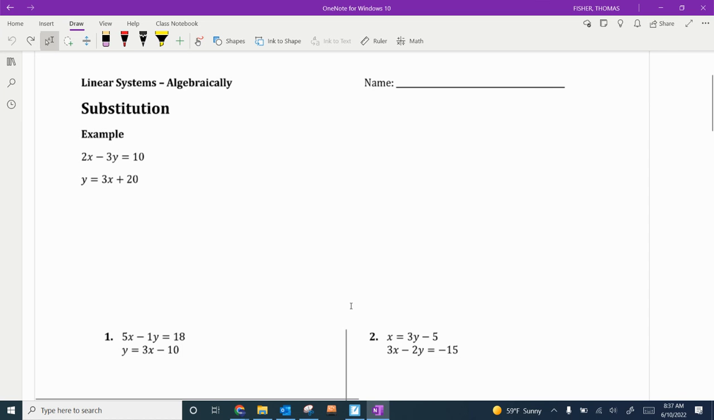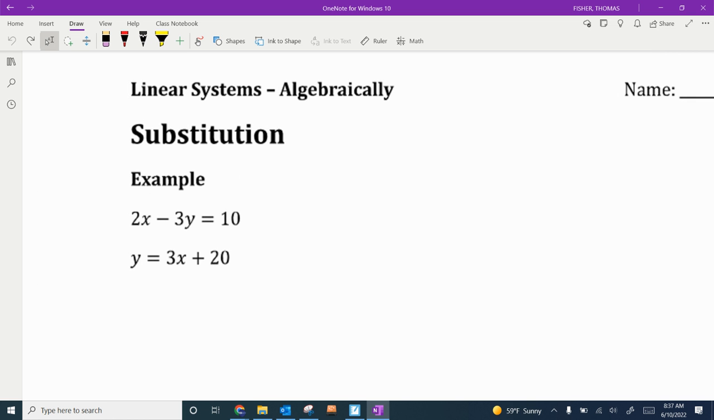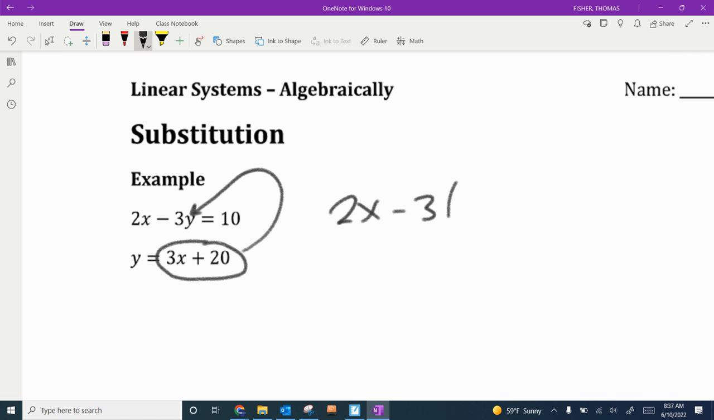So we're going to review how to use substitution and elimination to solve systems algebraically. The first one we've got is great for substitution because y is all by itself here. So this entire thing is equal to y. So we're going to replace that into the first equation where y is. So we're going to take 2x minus 3, take out the y, and make it 3x plus 20 in its place, equaling 10. This makes an equation with only x's in it that we can solve.